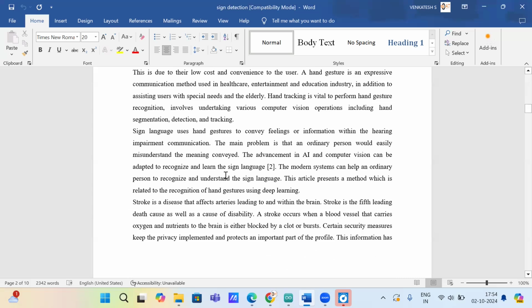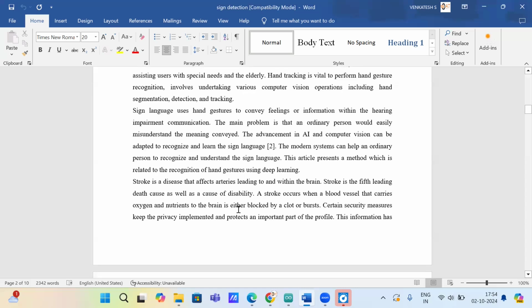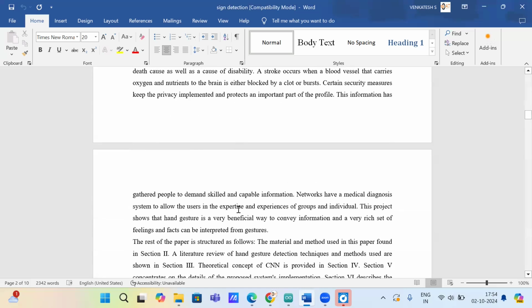The advancement of AI and computation can be adopted to recognize and learn this language. A modern system can help an ordinary person to recognize and understand sign language. This article presents a method for the recognition of human gestures using deep learning.